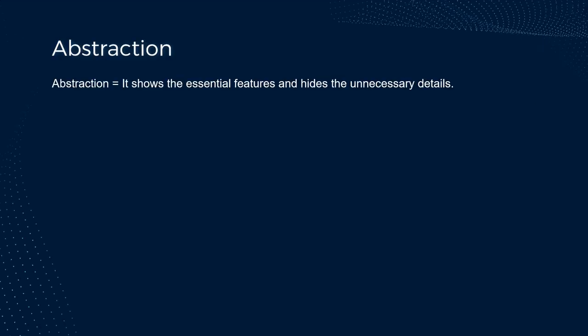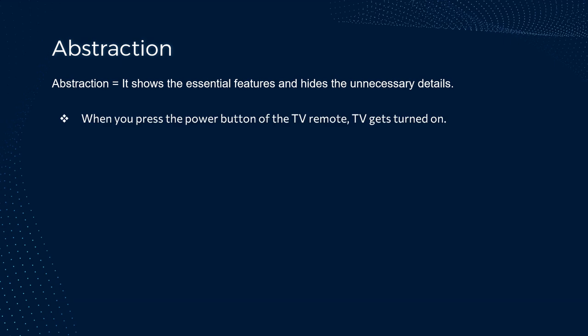Abstraction shows the essential features and hides the unnecessary details. Now what does it mean? So let's take an example. When you press the power button of the TV remote, the TV gets turned on, right? So what is the essential thing here that you should know? Whether the TV is plugged in or not, and whether the remote is working or not. And when you press the power button of the remote, then the TV gets turned on, right?